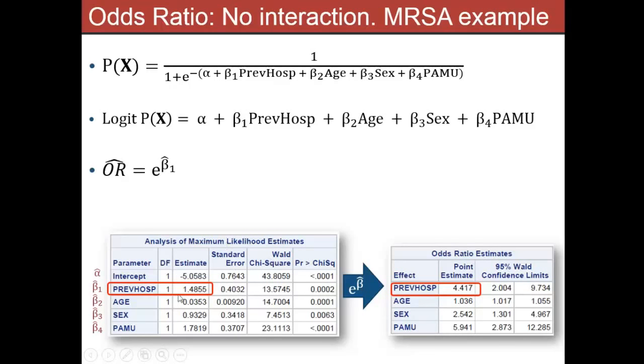Okay, and notice these are kind of 1 degree of freedom, meaning there's just one parameter associated with each of these, essentially.